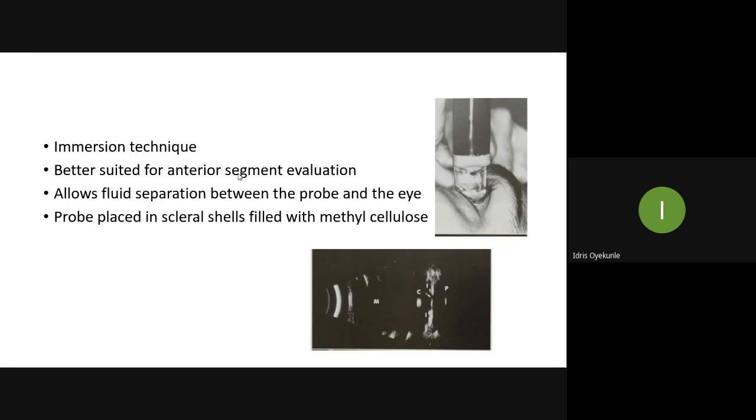And this allows fluid separation between the probe and the eye. Usually the probes are placed in scleral shells that are filled with methylcellulose, such as what we see in this image. Within here, you can see the beginning of the echo, and this is the methylcellulose here. And then we can appreciate the cornea, the iris, the pupil, and then, of course, the anterior capsule of the lens and the posterior capsule of the lens. But you don't see much of the posterior segment structures when you're using the immersion technique.